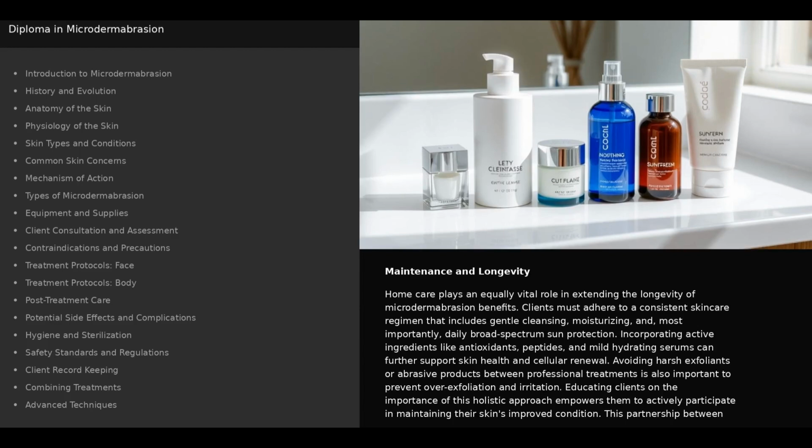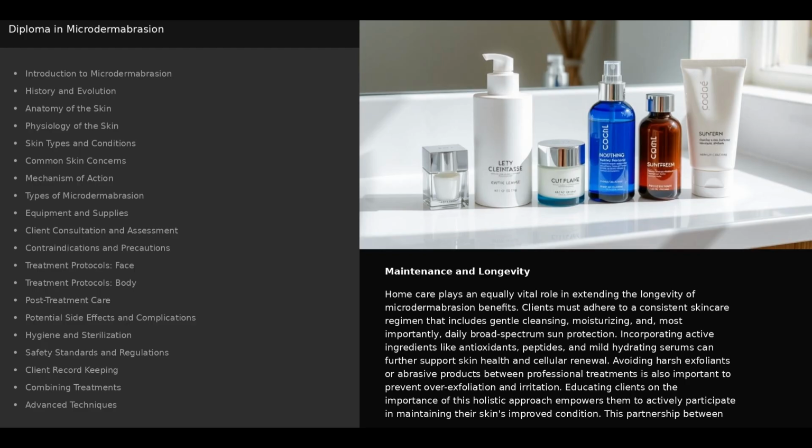Home care plays an equally vital role in extending the longevity of microdermabrasion benefits. Clients must adhere to a consistent skincare regimen that includes gentle cleansing, moisturizing, and, most importantly, daily broad-spectrum sun protection. Incorporating active ingredients like antioxidants, peptides, and mild hydrating serums can further support skin health and cellular renewal. Avoiding harsh exfoliants or abrasive products between professional treatments is also important to prevent overexfoliation and irritation.